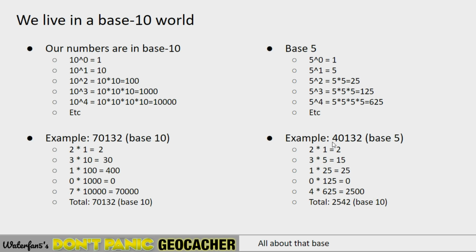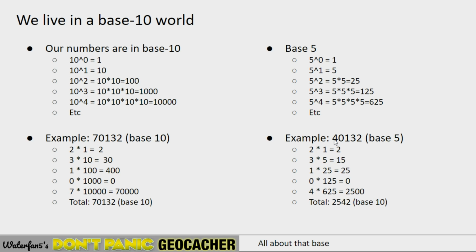So that means that we have a number 40132, which we say is a base 5 number. We should interpret that in our base 10 system as follows. 2 times 1 is 2, 3 times 5 is 15, 1 times 25 is 25, 0 times 125, and 4 times 625 is 2500. We add all those numbers together, and in base 10, this would be 2542.